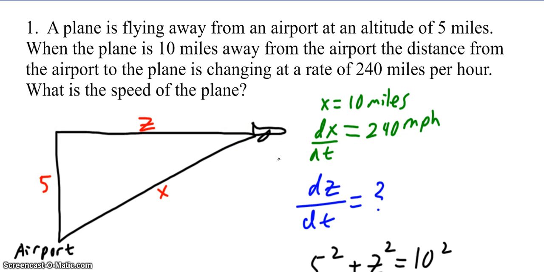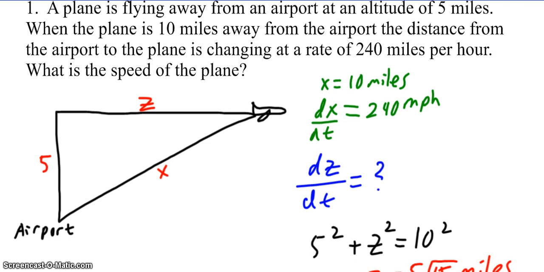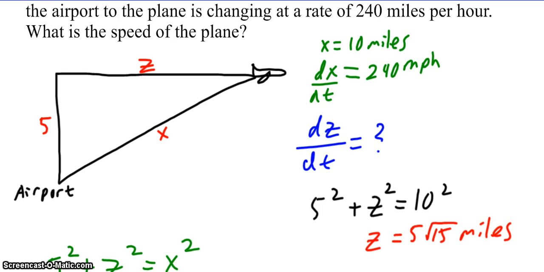And then ultimately we're actually trying to find dz dt because that is going to be the speed of the plane. So we know x is 10, dx dt is 240 miles per hour. dz dt we don't know, but I know 5 squared plus z squared is 10 squared, so z is 5 root 15 miles.